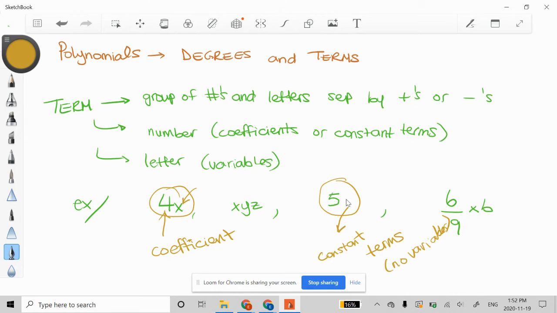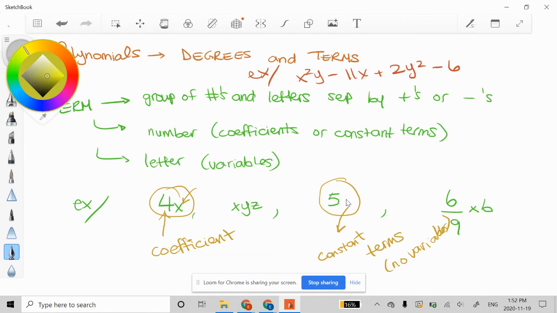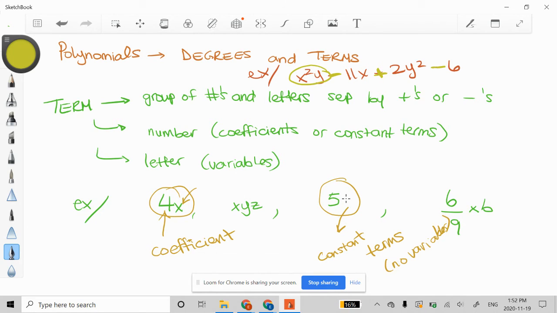If you were to do an example now to count number of terms, it's pretty easy to see them. Let's say we were doing x squared y minus 11x plus 2y squared minus 6. You count the number of terms by everything that's separated by a plus and a minus. So here's my minus, plus, minus. So that means this is a term, this is a term, this is a term, and this is a term. This one would have 4 terms.